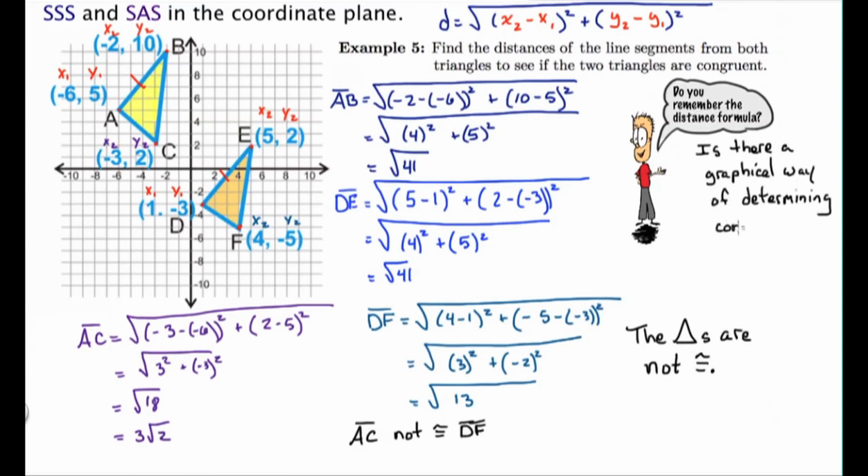Is there a graphical way of determining congruence here? I think by comparing the slopes and looking at the angles from angle A and D, you should have noticed that the slopes are a little bit different from A to C and from D to F, which would have been a pretty good indicator that that included angle was different.